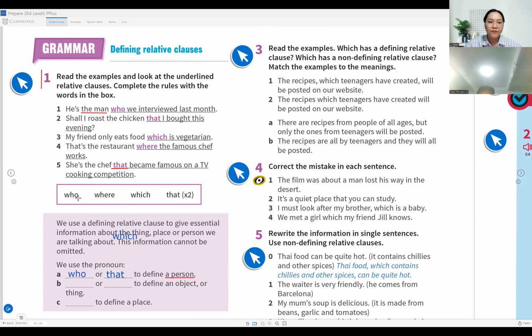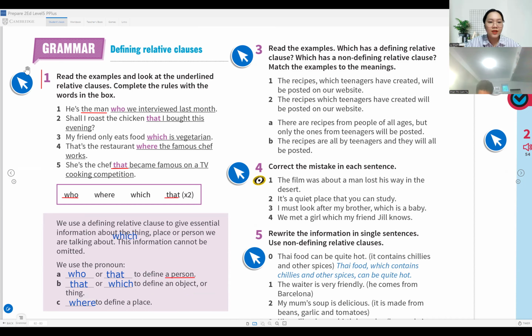So what about Ruby? What do you think? That or which to define an object or thing. Yes, that or which. That's great. And for C, where to define a place. That's great. Where to define a place.